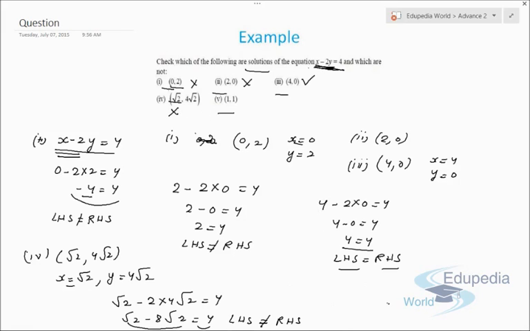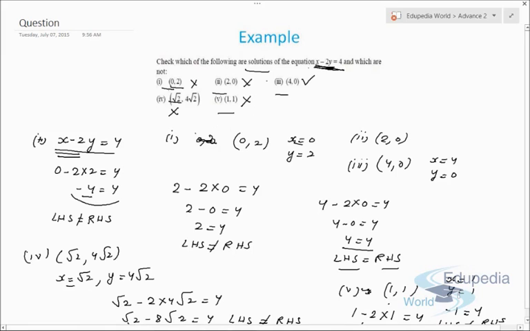Now let's discuss the fifth part. The point is 1 and 1. So in this part X is 1 and Y is also 1. When we put the values of X and Y in the equation, we get 1 minus 2 into 1 equals 4. So we get 1 minus 2 equals 4, which is minus 1 equals 4. Clearly we can see that LHS is not equal to RHS. So this is also not a solution of the equation in two variables.